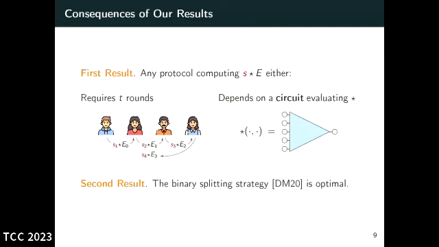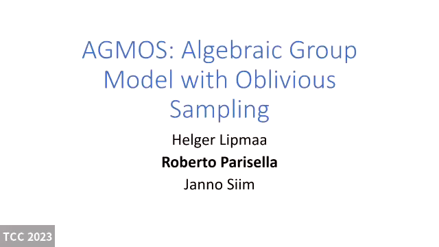All right, let's thank the speaker. We're quite ahead of schedule, but here's our last talk of the session. Algebraic group model with oblivious sampling by Helger Lipmaa, Roberto Parisella, and Janno Siim, and Roberto will be giving the talk.